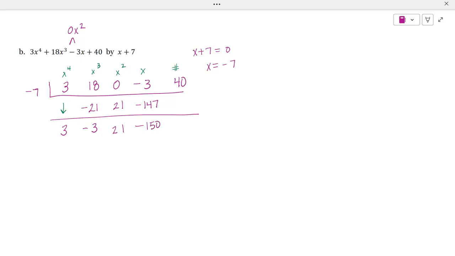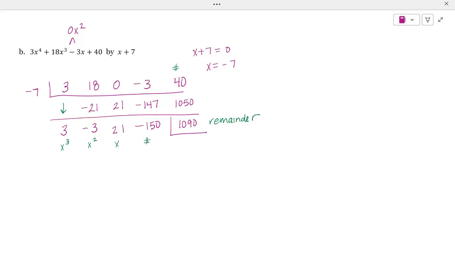and then multiply again. Let's see, 150 times 7. This is going to be a positive 1050. And when I add down, I'm getting 1090 as my remainder. This is the remainder. And each of these items now has shifted over. So now when we write our answer, this is going to be the x cubed column. This is going to be the x squared column, x to the first power, and this will be the number.